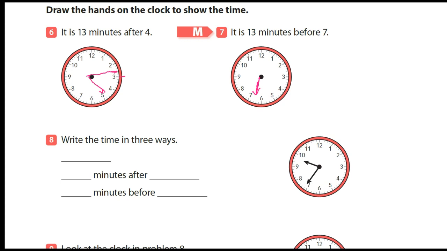13 minutes before 7. Well, do I need to go 13 minutes this way or 13 minutes this way? A or B? A, because it's before 7. So I need to go 5, 10, 11, 12, 13, right there. So the hour hand goes here, between the 9 and the 10, roughly.